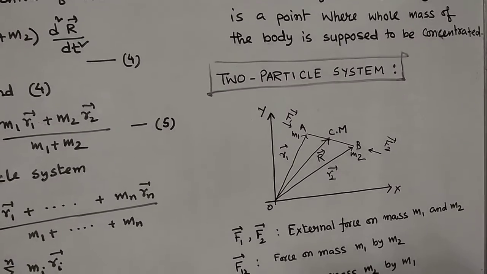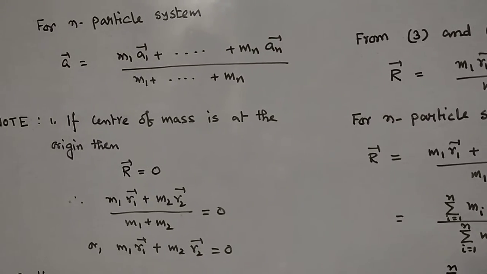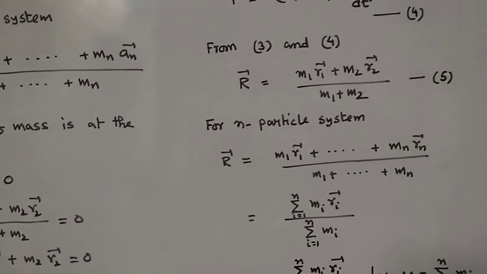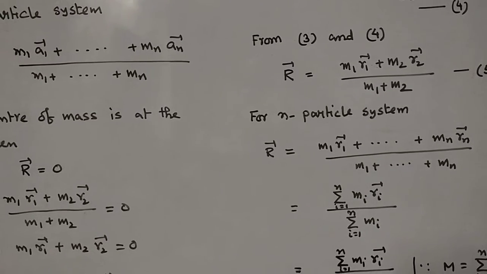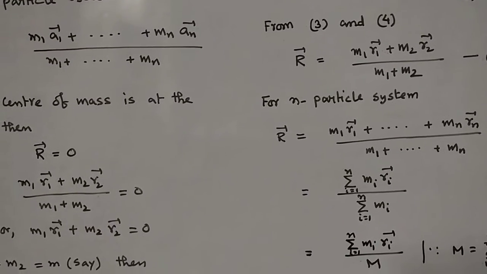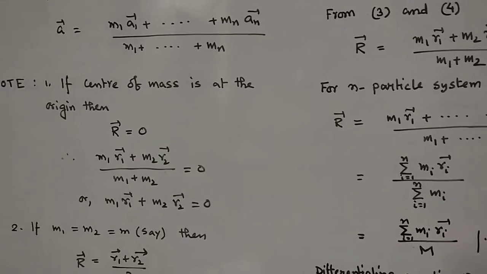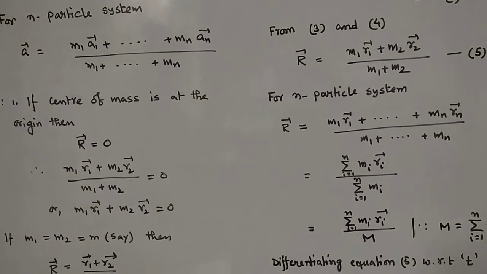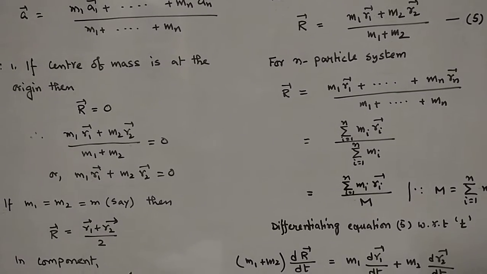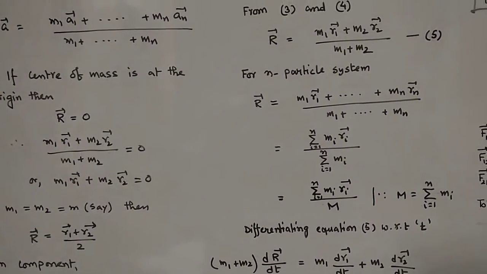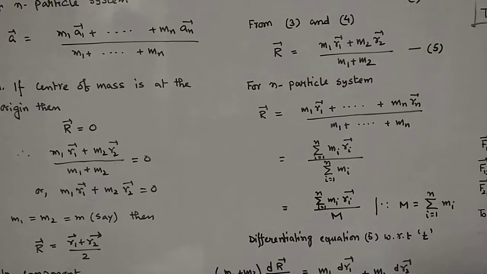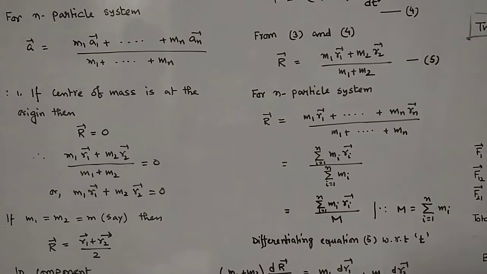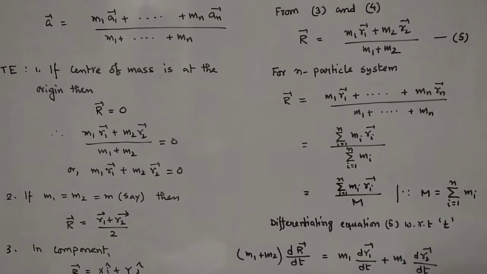Under the note, suppose the center of mass is at the origin, then r goes to 0, no? So if r vector goes to 0, then for the two particle system, m1 r1 vector plus m2 r2 vector by m1 plus m2 equals 0. So it is m1 r1 vector plus m2 r2 vector equal to 0. Now further, if you consider the two masses identical, so m1 equal to m2 equal to m, then you can further simplify this for the two particle system: m times r1 vector plus r2 vector by 2 gives capital R vector.